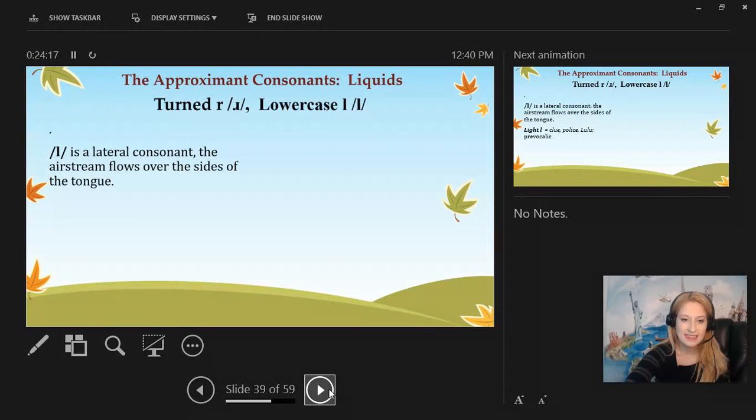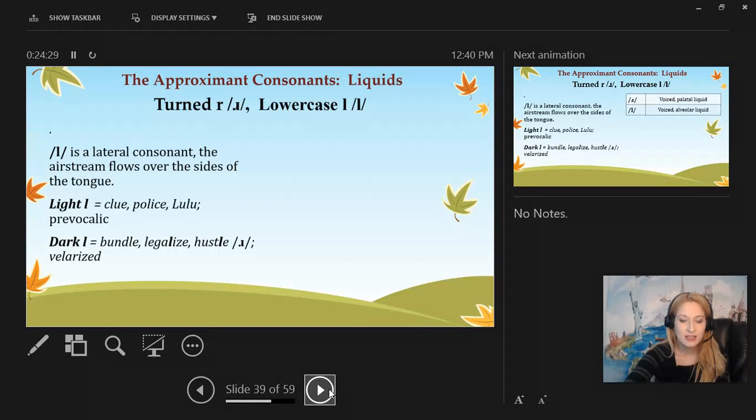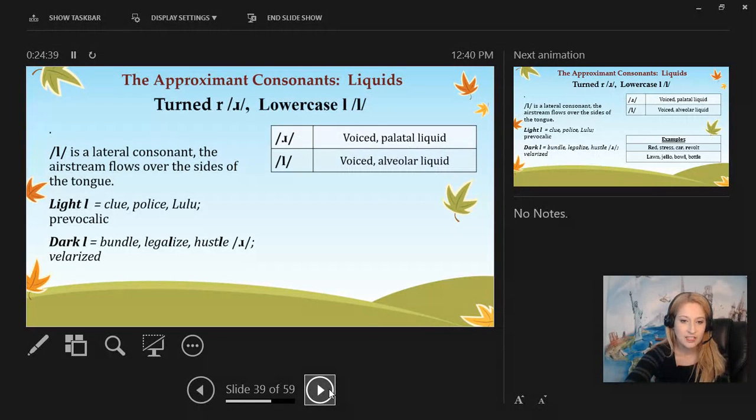The l is a lateral consonant. The airstream flows over the sides of the tongue. We have the light l: clue, police, lulu. It's prevocalic. And then we have the dark l, which you see in the words bundle, legalize, hustle, and it's velarized.